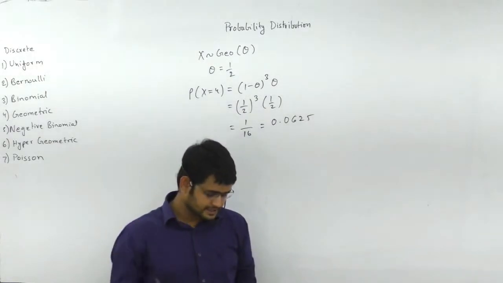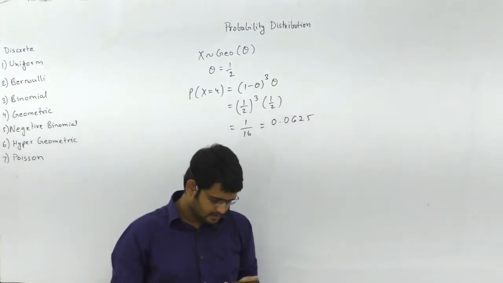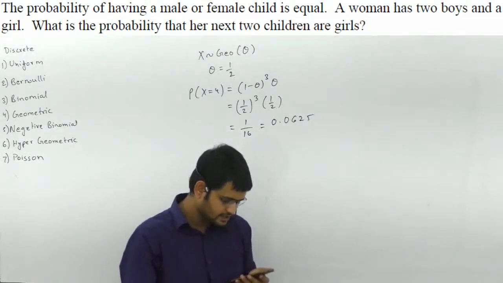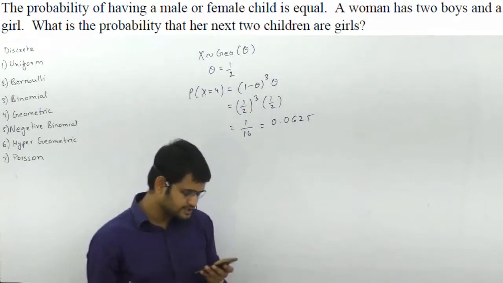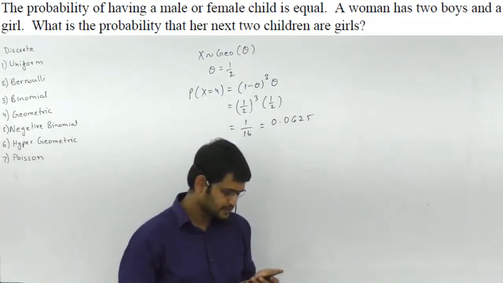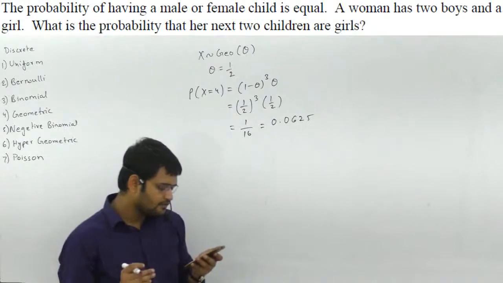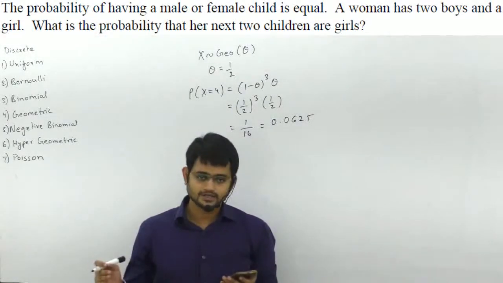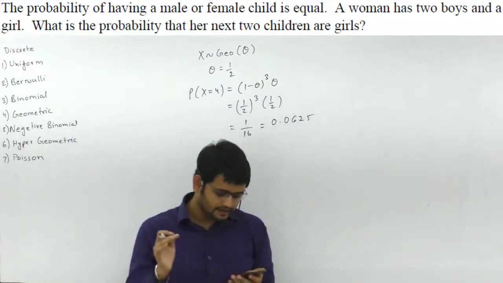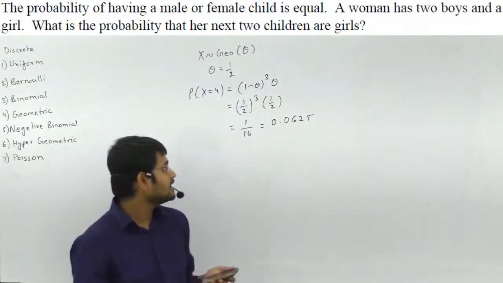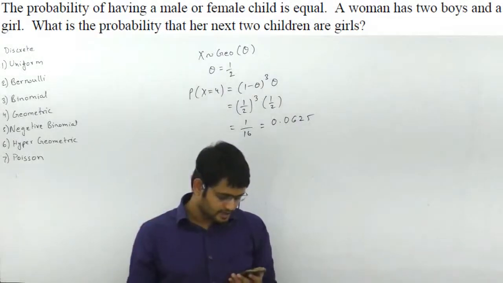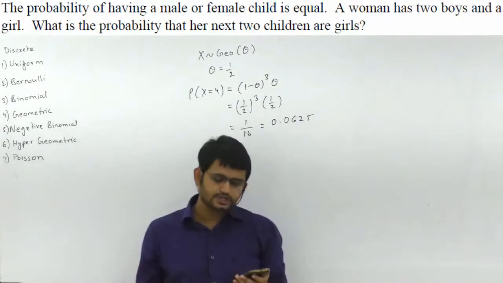Now let's see the next sum. The probability of having a male or a female child is equal. A woman has 2 boys and a girl. What is the probability that her next 2 children are girls? Now here they have mentioned that a woman has 2 boys and a girl. We know that her 3 children, that are 2 boys and a girl, are fixed. We don't need to find probability for that. So that has already occurred. Now what is the probability that her next 2 children are girls?